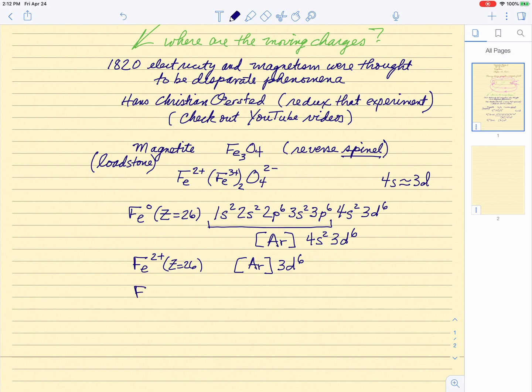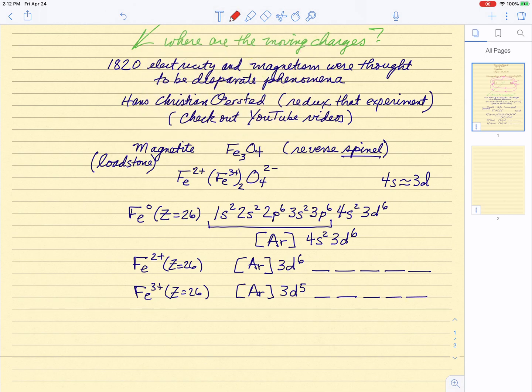And then if we were to look at iron 3 plus, the ferric ion, then that would be an argon core 3d5. Now, you remember that there are 5 d orbitals, right? So there's 1, 2, 3, 4, 5.